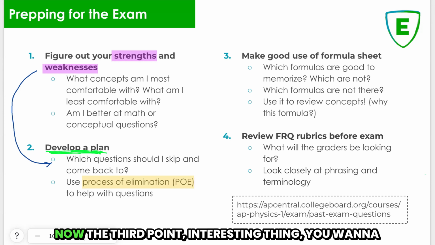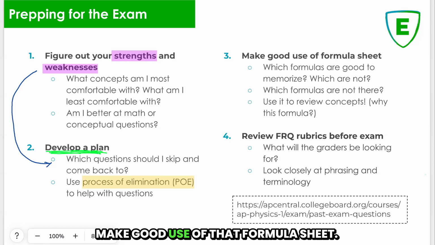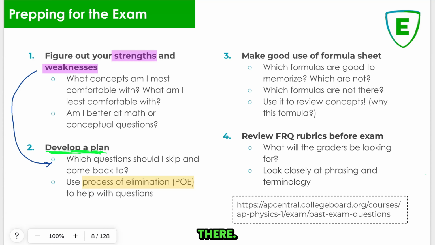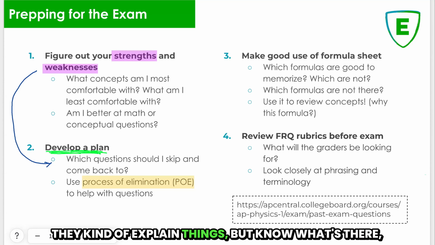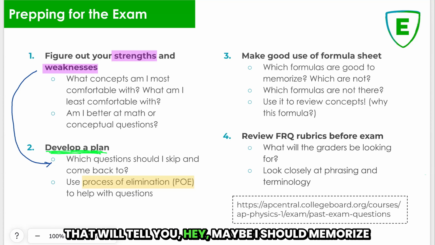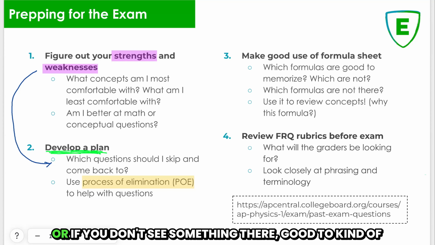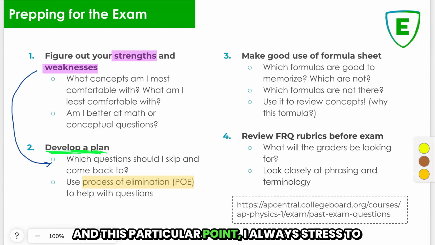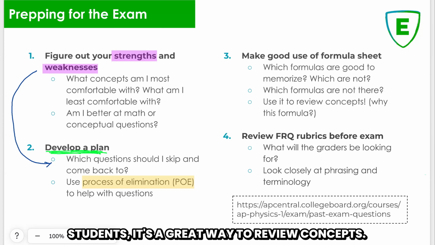Okay. Now, the third point, interesting thing, you want to make good use of that formula sheet. So you get the formulas, a lot of things are on there. They kind of explain things, but know what's there, know what's not there. That will tell you, hey, maybe I should memorize this. Or if you don't see something there, good to keep that in the back of your mind. And this particular point, I always stress to students it's a great way to review concepts.